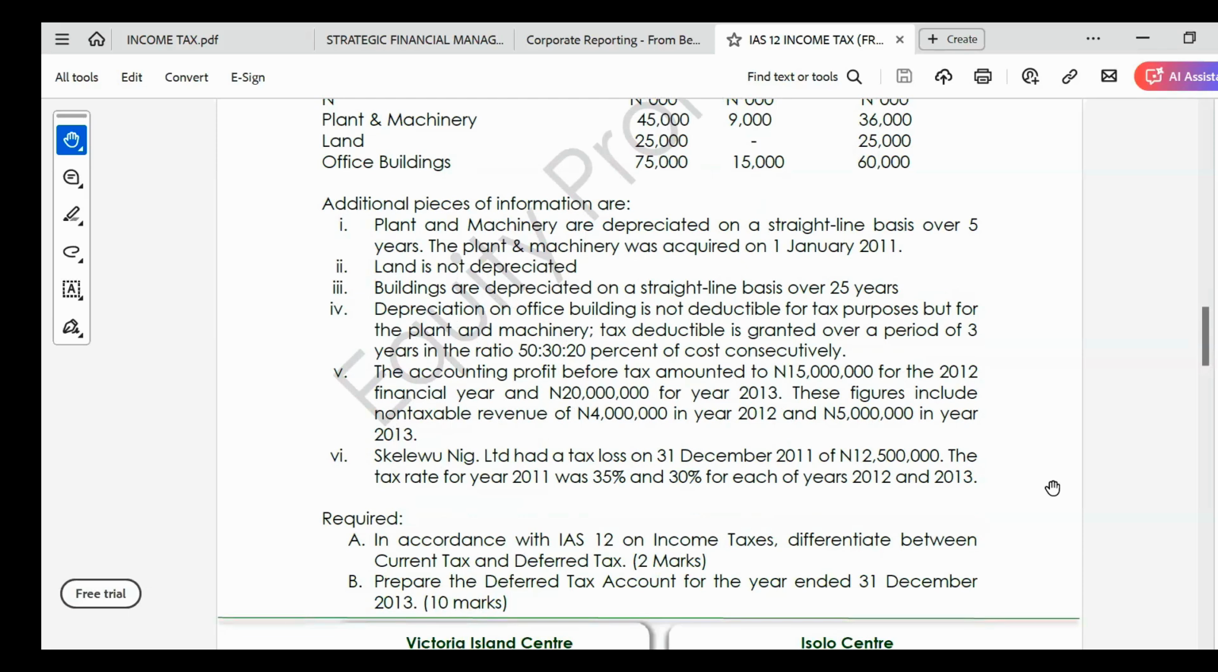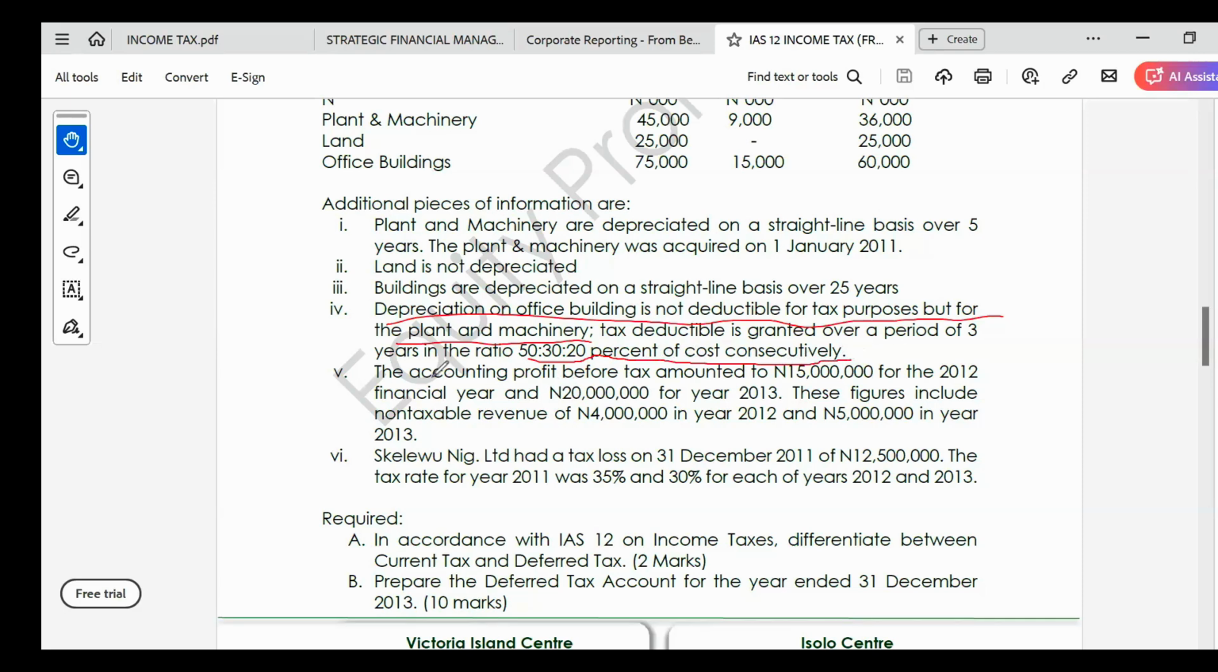And depreciation on office building is not deductible for tax purposes. I repeat again, this office building, whatever depreciation, is not deductible for tax purposes, but for the plant and machinery, tax deduction is granted over a 3 years period in the following ratio percent of cost consecutively.